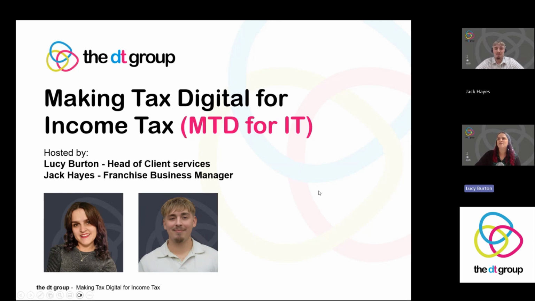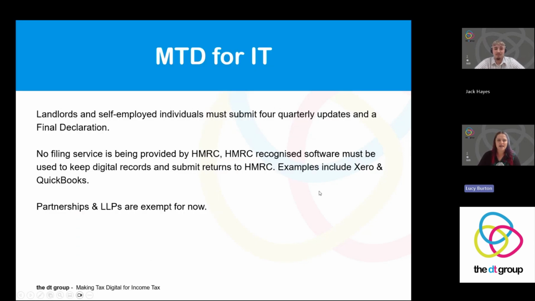So what is making tax digital for income tax? That is MTD for IT. You also might see this as MTD for ITSA. And this basically is for landlords and self-employed individuals, and they must submit 4 quarterly updates and a final declaration. So that means you will have 4 submissions throughout the quarters, and then you will have, like you would normally have, your self-assessment at the end. This becomes the final declaration.